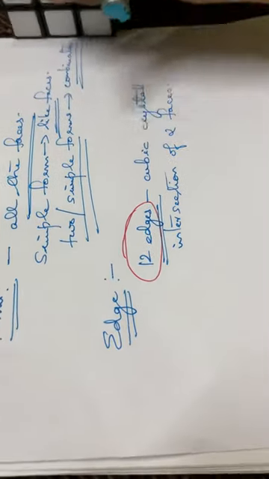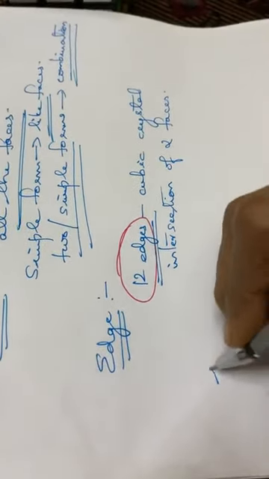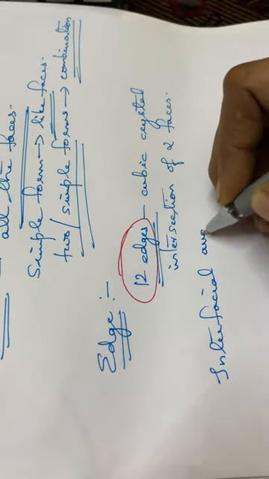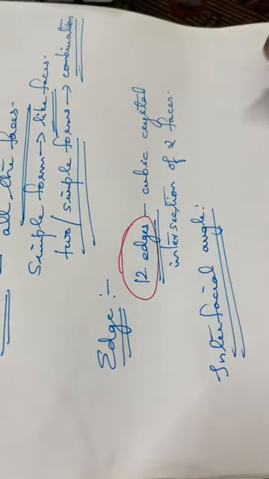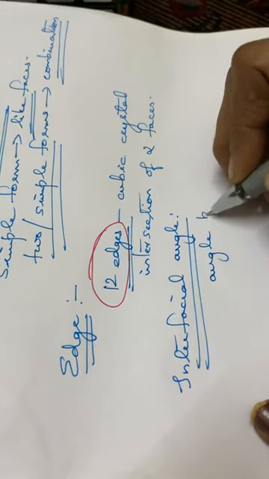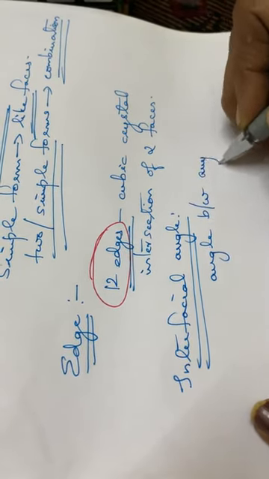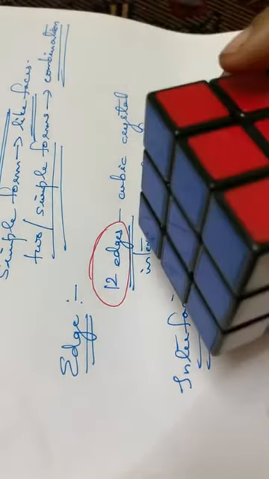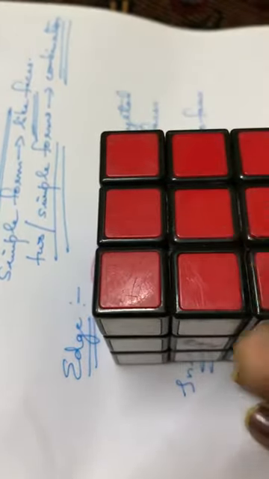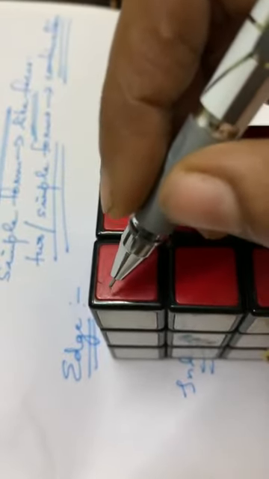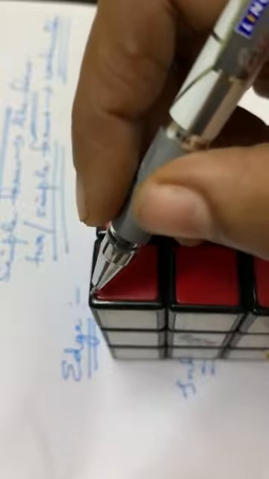Then the next one is the interfacial angle. See here, the interfacial angle is the angle between any two faces of a crystal. It is called the interfacial angle. Suppose these are the two faces, 1 and 2. At this point, one angle will be there, on the inner side of this part.